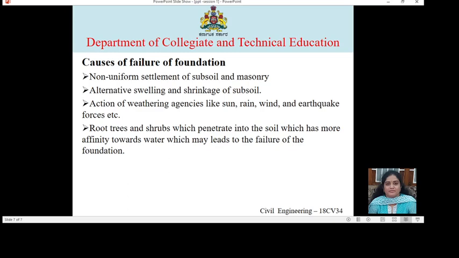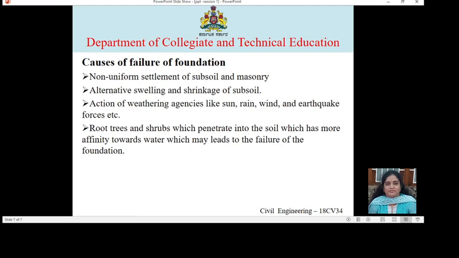So these are the causes of failure of foundation. Before we decide the foundation for a particular type of soil or building, all the aspects have to be studied: what the requirements are, what the functions are, and what the causes of failure are. All should be studied thoroughly. Then only can we decide the type of foundation.